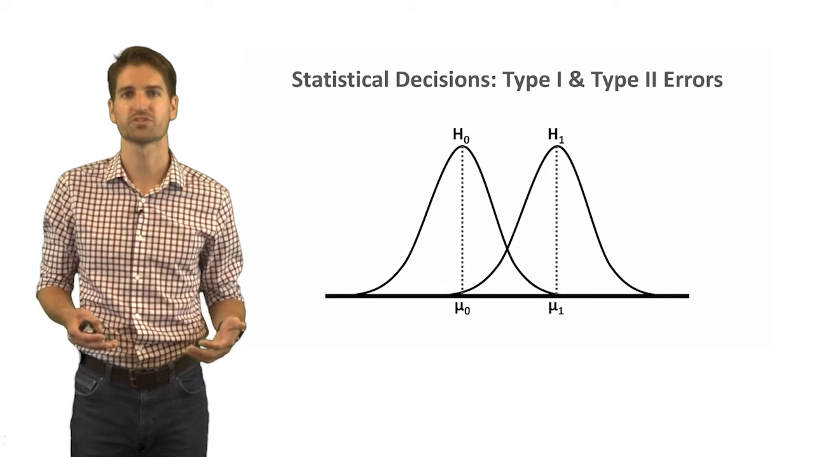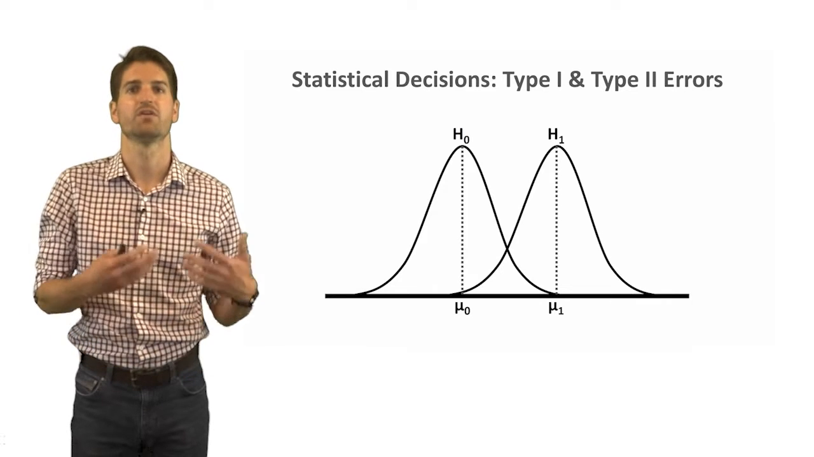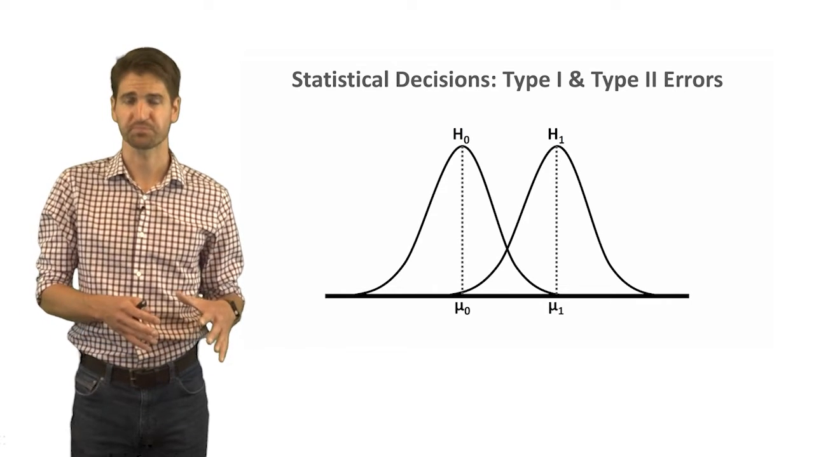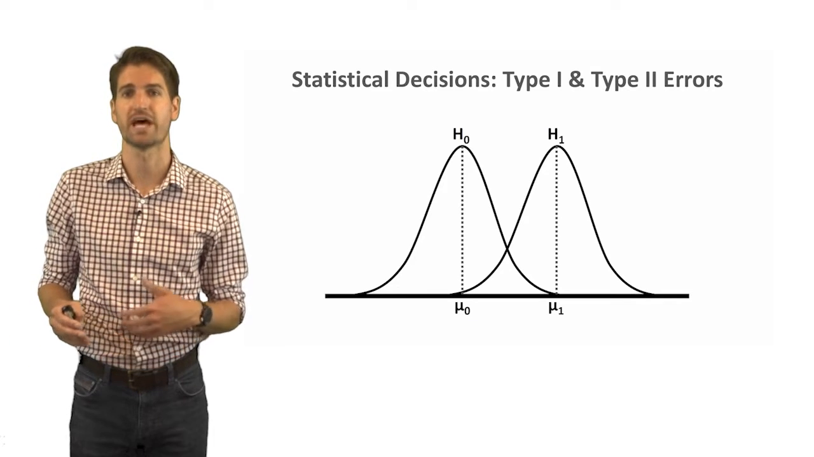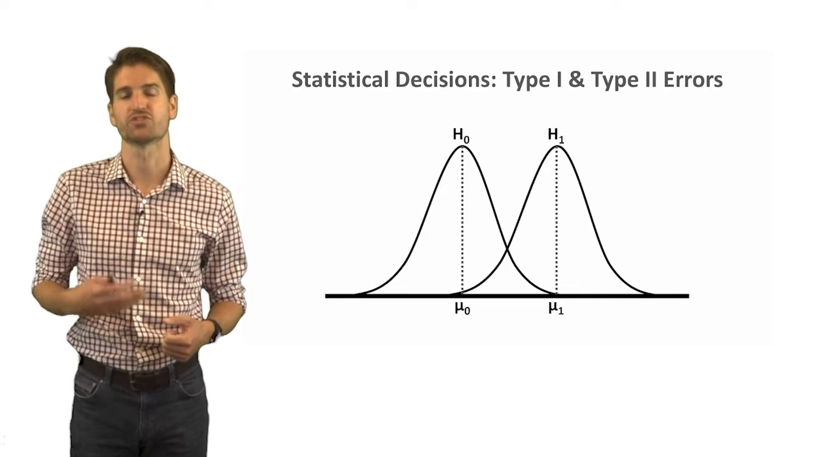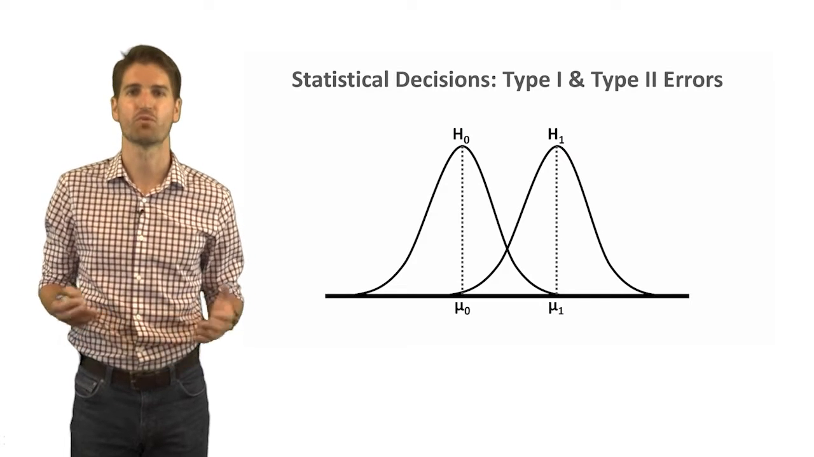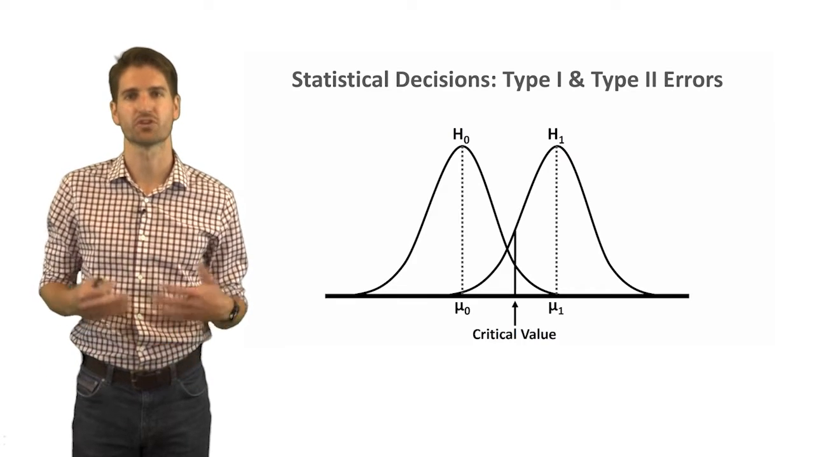Mu sub 0 corresponds to the mean of that sampling distribution of means for the null hypothesis, and mu sub 1 corresponds to that mean for the alternative hypothesis, the true alternative hypothesis for this sampling distribution of means.